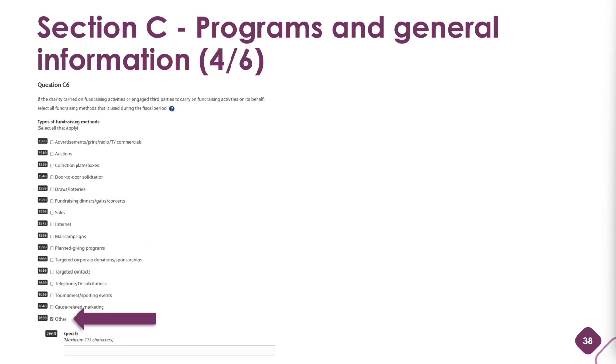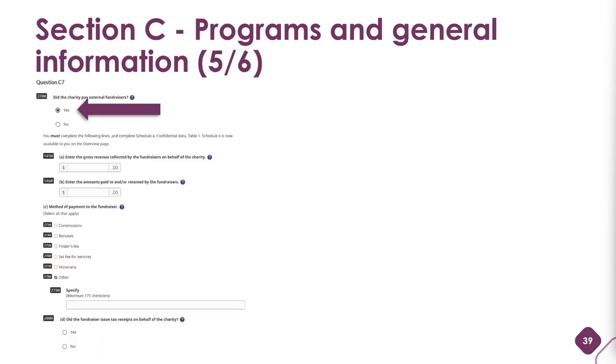This question asks which fundraising methods your charity used, if it did any fundraising. If you select Other at the bottom of the list, you will be prompted to specify. If you indicate that your charity paid external fundraisers, these additional questions will appear. As well, a new form, Schedule 4, will be added to your return and show on the overview page.